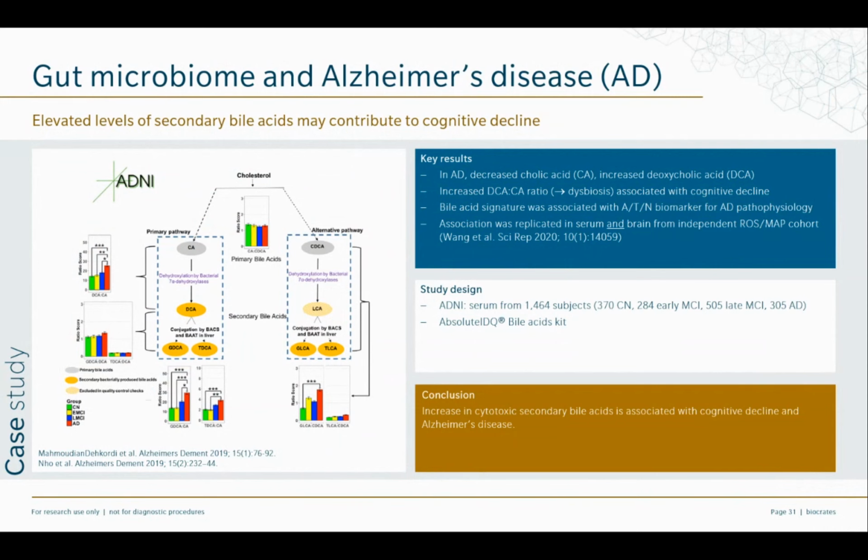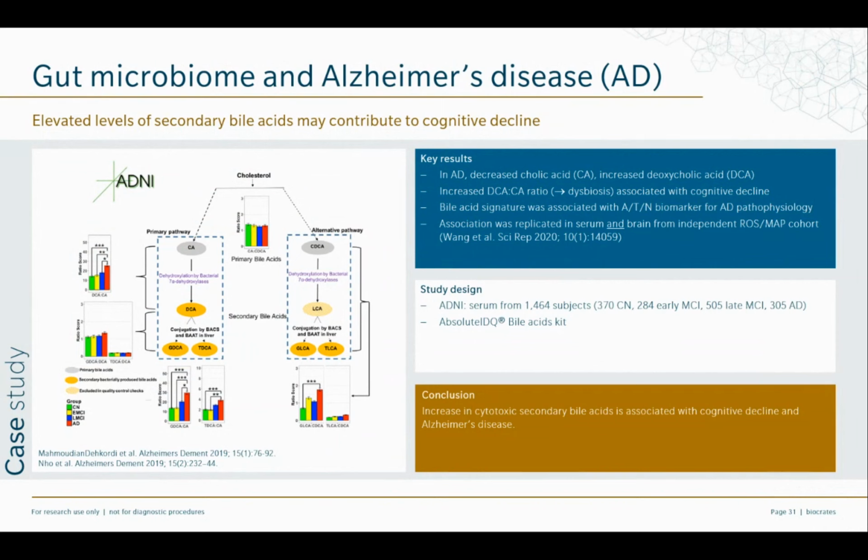And since secondary bile acids can also exert cytotoxic effects by intercalating into cell membranes that could lead to inflammation, as discussed in the beginning, increased levels of secondary bile acids due to gut dysbiosis could be involved in cognitive decline and the development of Alzheimer's disease. And what is important to mention here is that this association could not only be replicated by an independent cohort, the ROSMAP cohort, but it was additionally proven also in brain tissue.